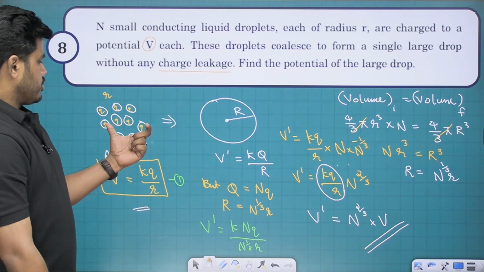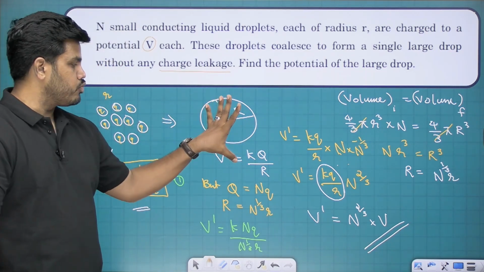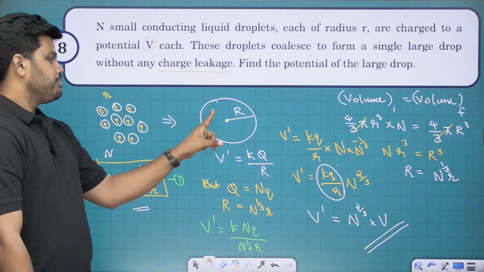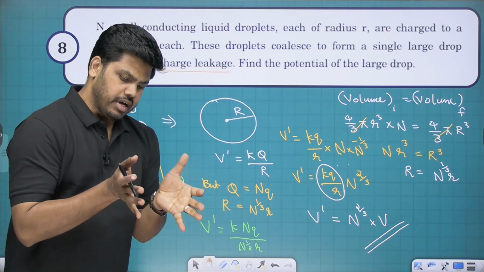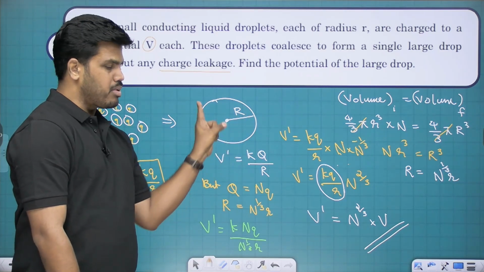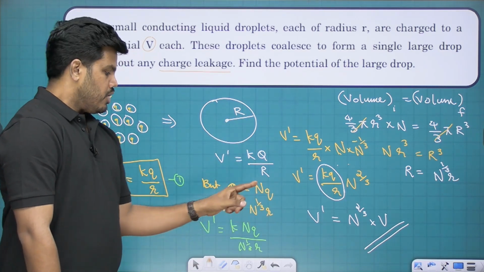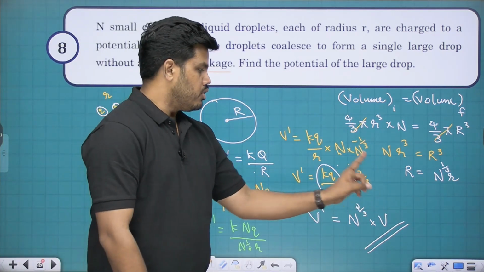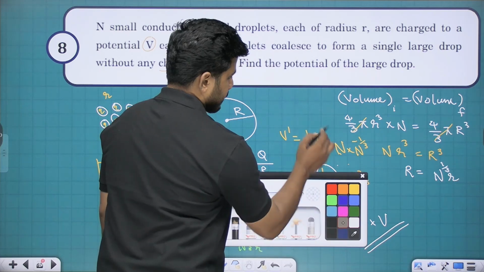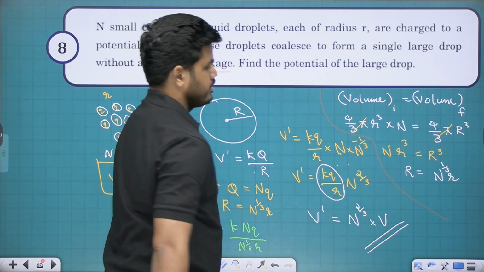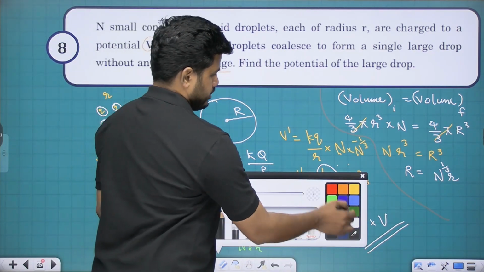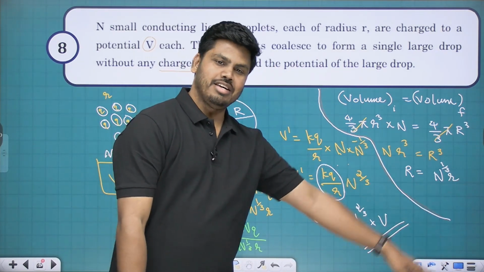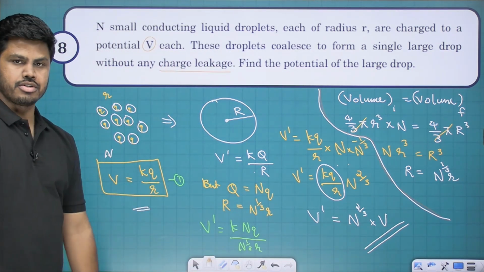It was easy when we combine them to form a big drop. The charge calculation was easy because n charges combined, so n times q. The radius of the bigger drop, the other term in the equation, we found from the volume calculation. We got capital R is equal to n raised to 1/3 times small r. So this is the relation.